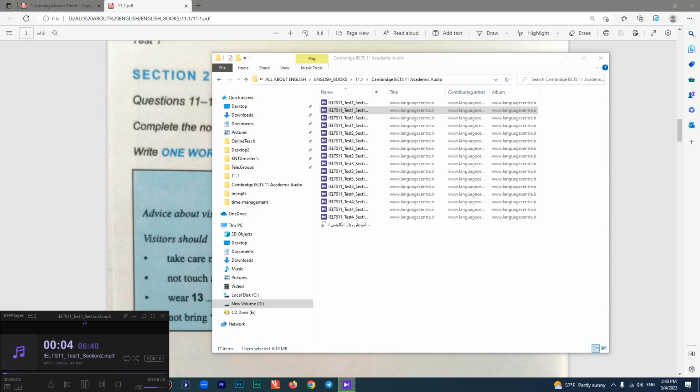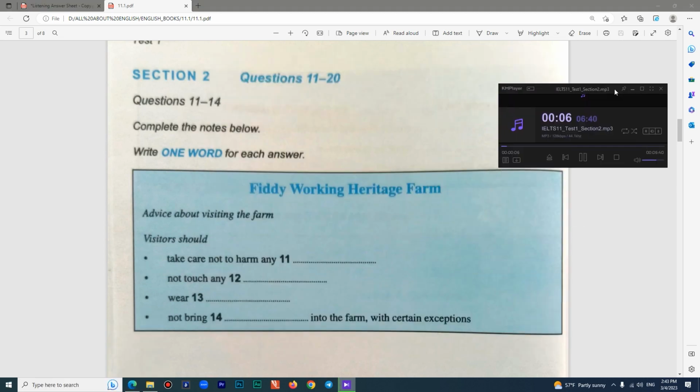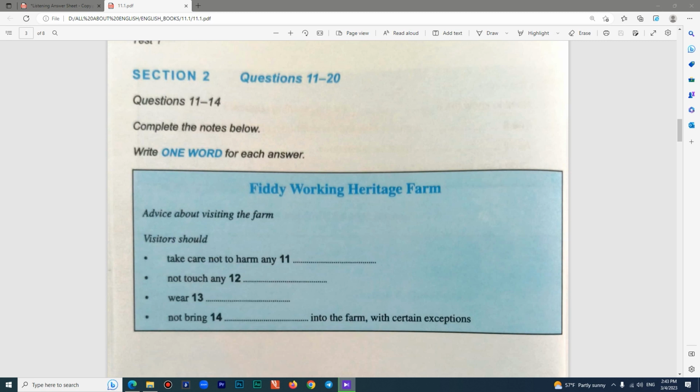Section 2. You will hear a guide talking to a group of visitors to a farm. First, you have some time to look at questions 11 to 14. Listen carefully and answer questions 11 to 14.